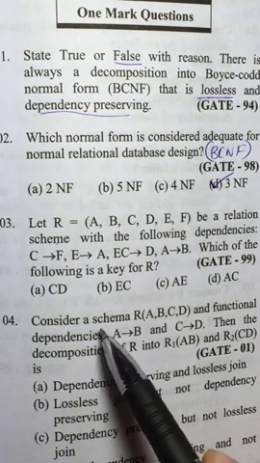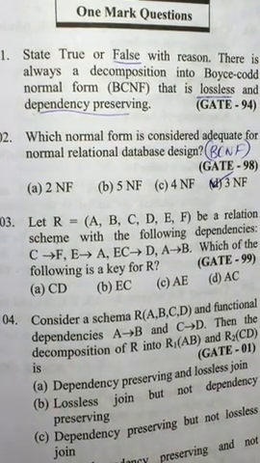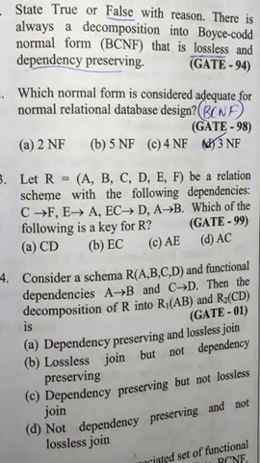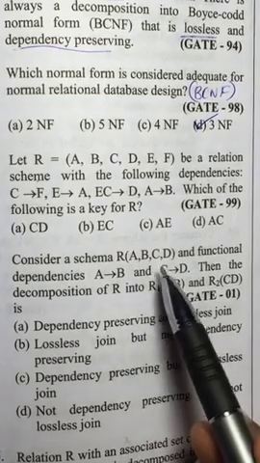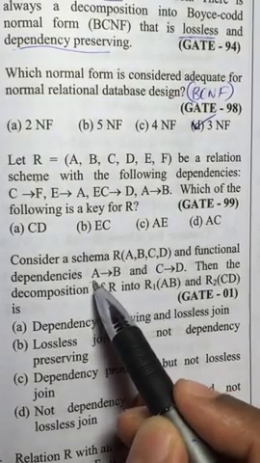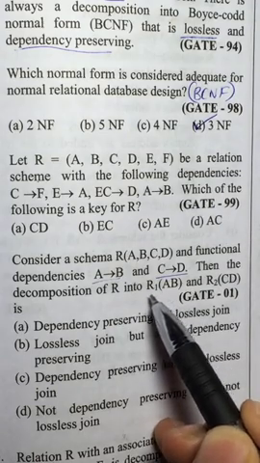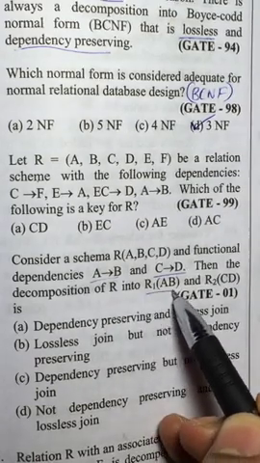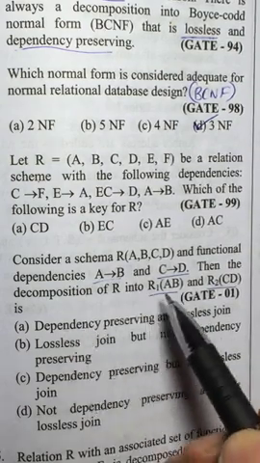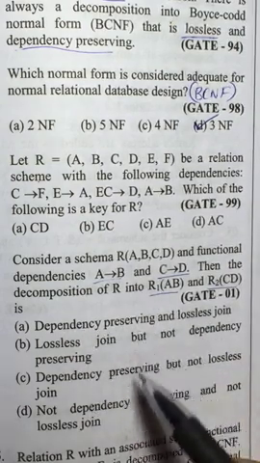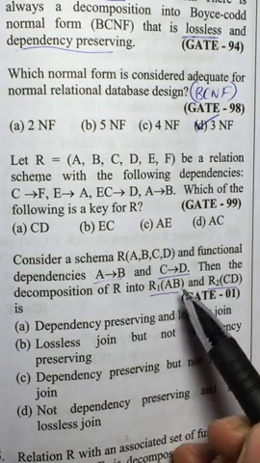And next one is, consider the schema. They are saying that there is a schema ABCD, and now they want to divide it into two tables. These are the two functional dependencies, A determines B and C determines D. And they want to decompose R into R1 and R2, like this. Then they are talking about what properties hold on this: dependency preserving, lossless, and so on.